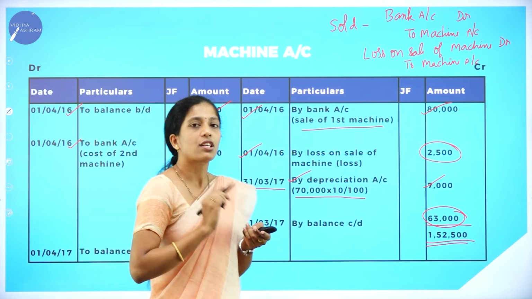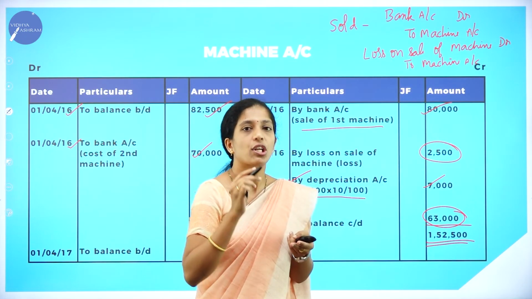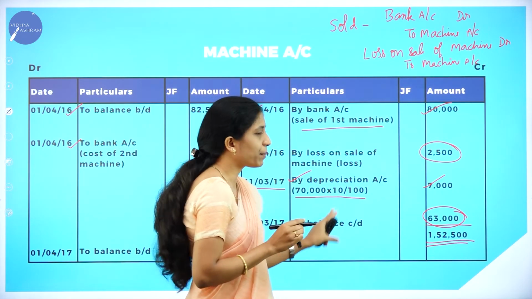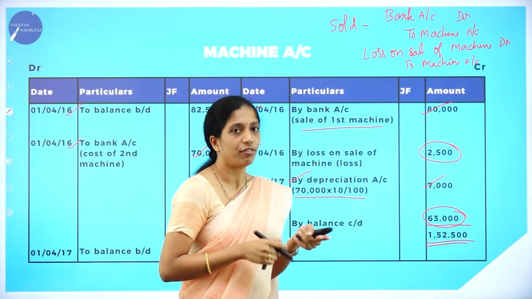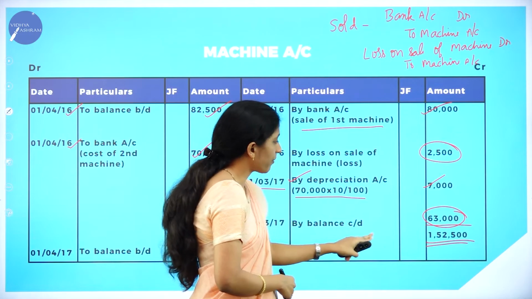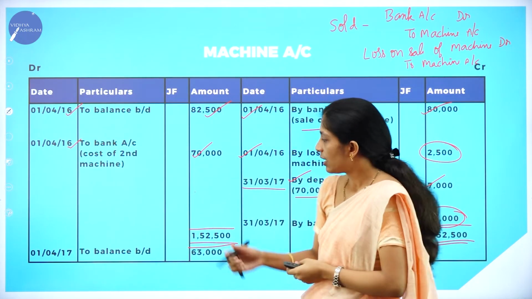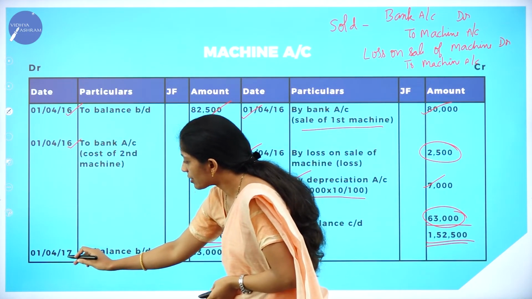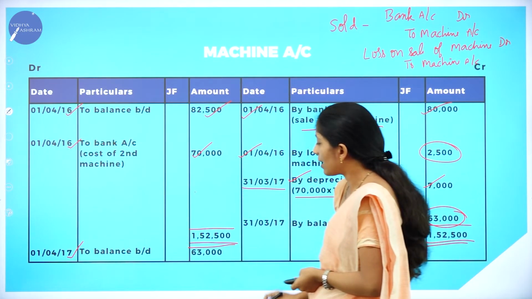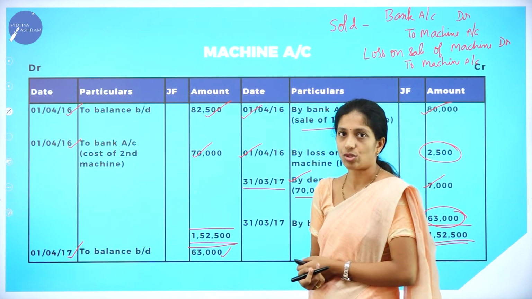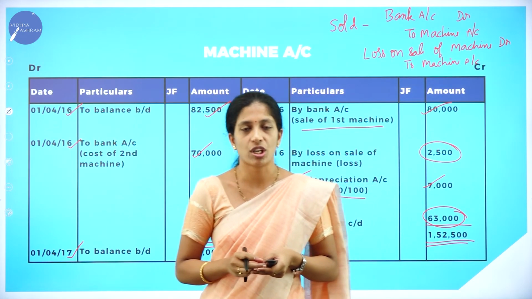Since they have asked us to prepare machine account and depreciation account for the 3 years, we have to wind up our machine account by bringing down the balance of third year. So whatever the amount you have carried down, that's 63,000, you have to bring down the balance, that is at the beginning of next year, 1/4/2017, to balance brought down 63,000. Hope you are clear with machine account.